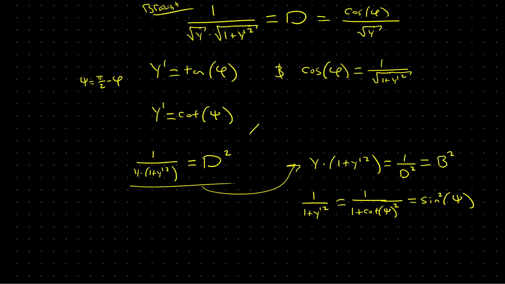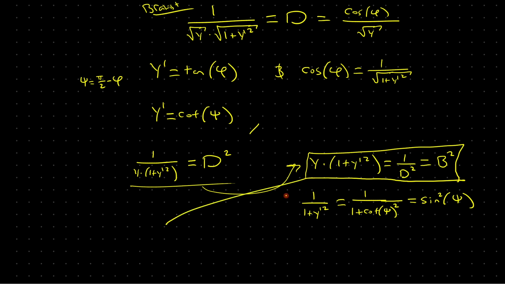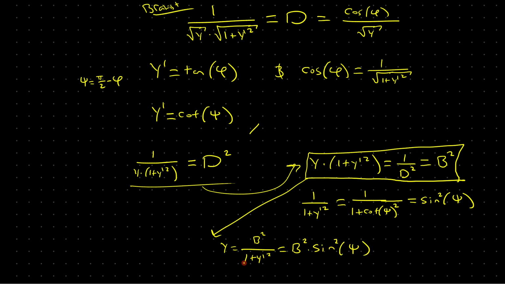So if we use this condition right here, that 1 over 1 plus y prime squared is equal to sine squared of psi, and we solve this equation right here for y, we obtain that y is equal to b squared over 1 plus y prime squared, which is the same thing as b squared times sine squared of psi.